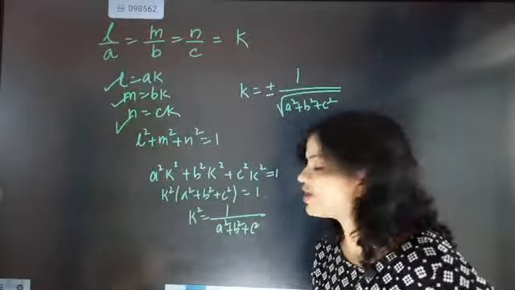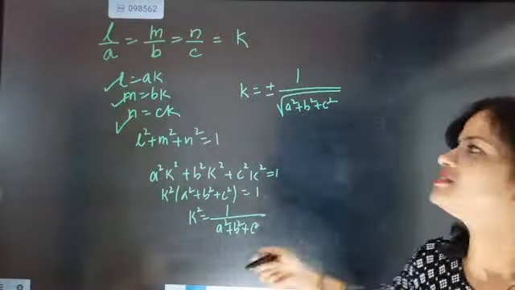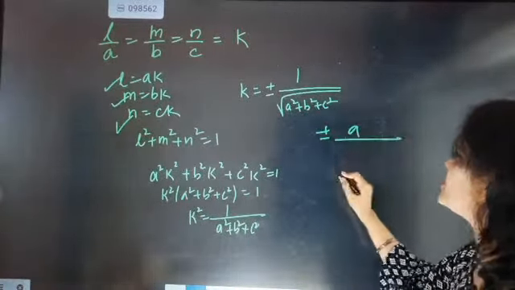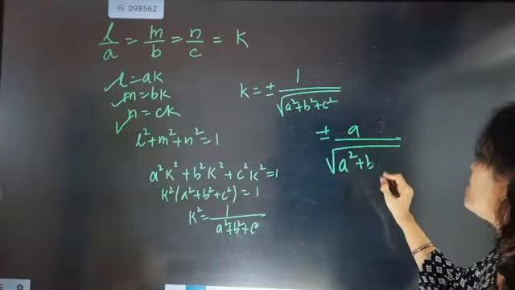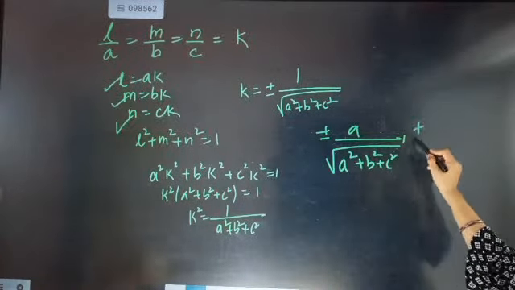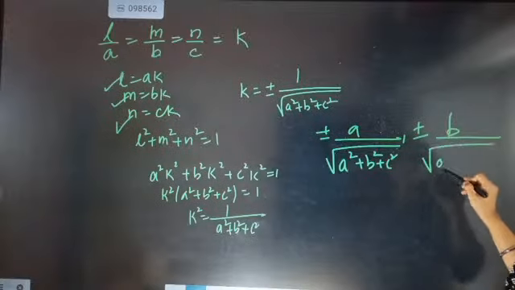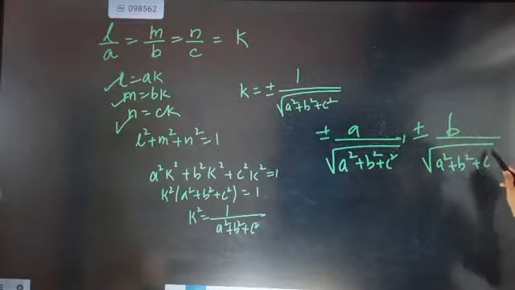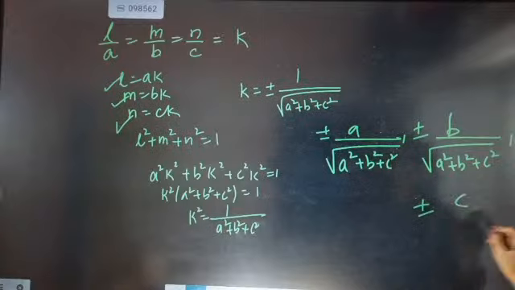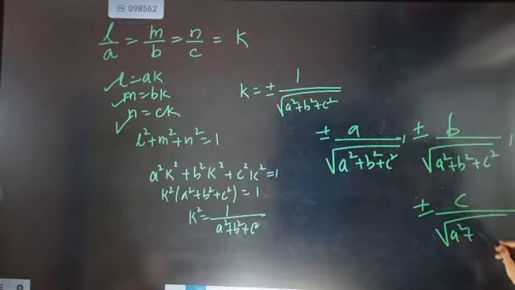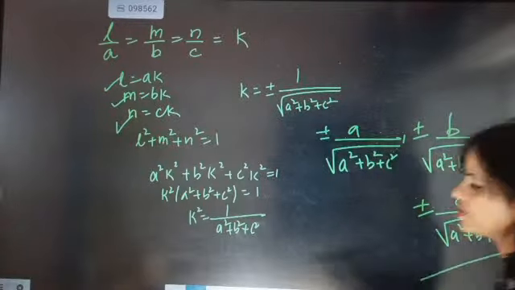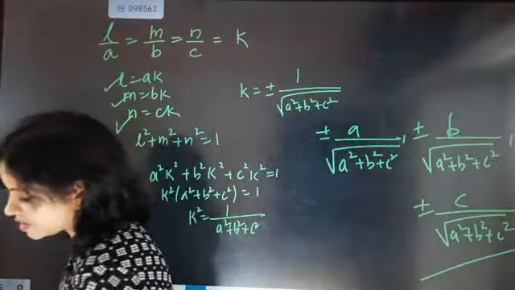So here the direction cosines along the x-axis, y-axis and z-axis will be plus minus a by root under a square plus b square plus c square, comma, plus minus b by root under a square plus b square plus c square, and comma, plus minus c by root under a square plus b square plus c square. Story over. Now the next part we are going to start.